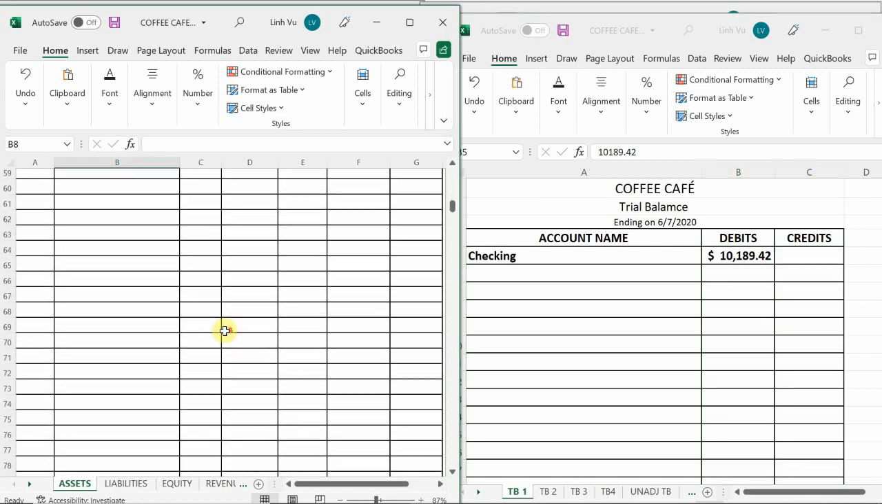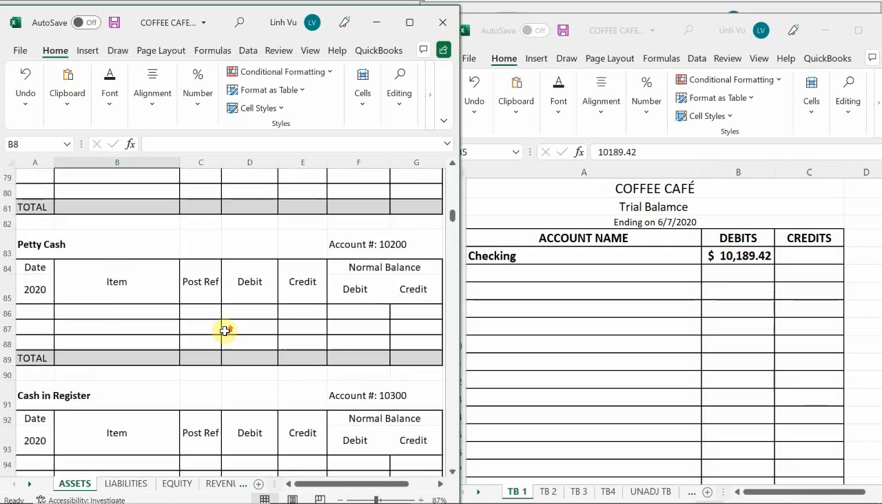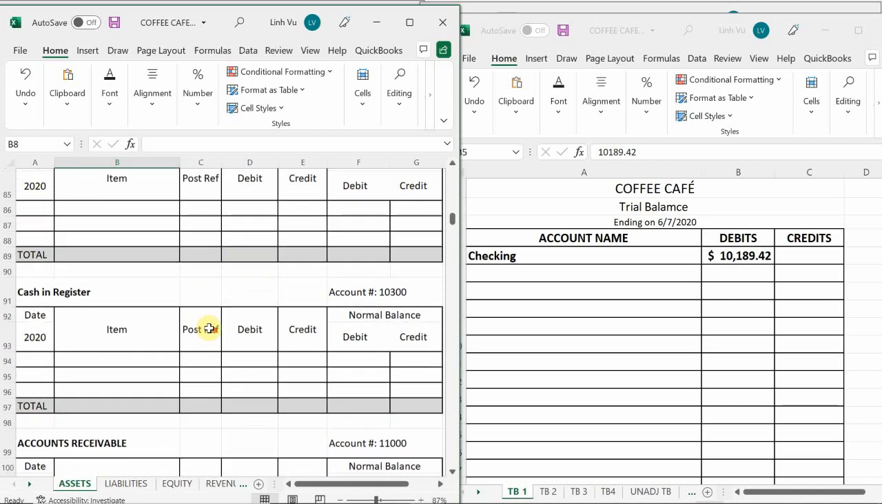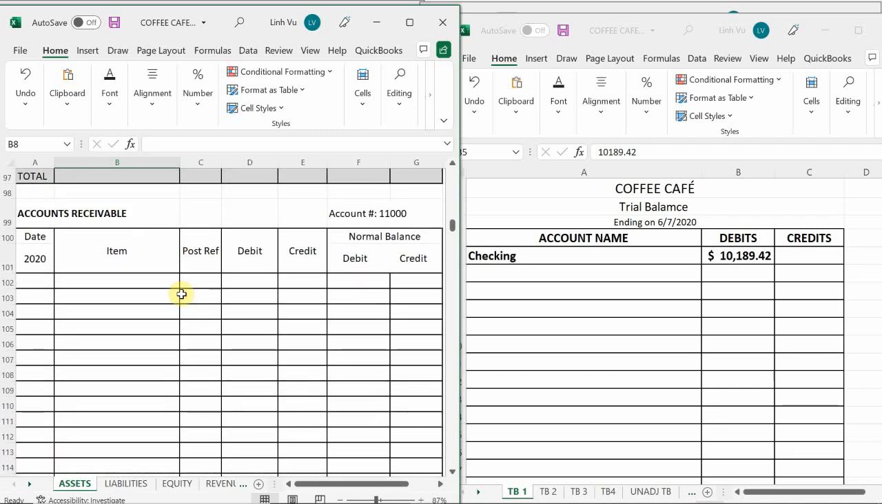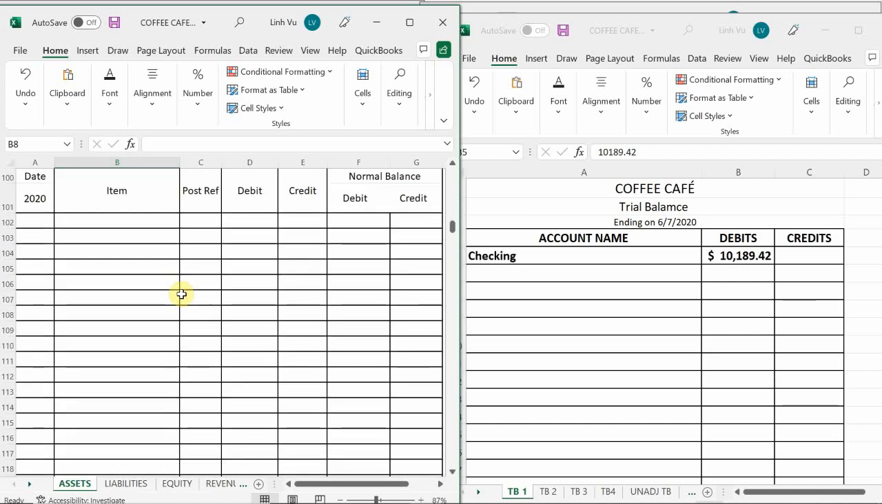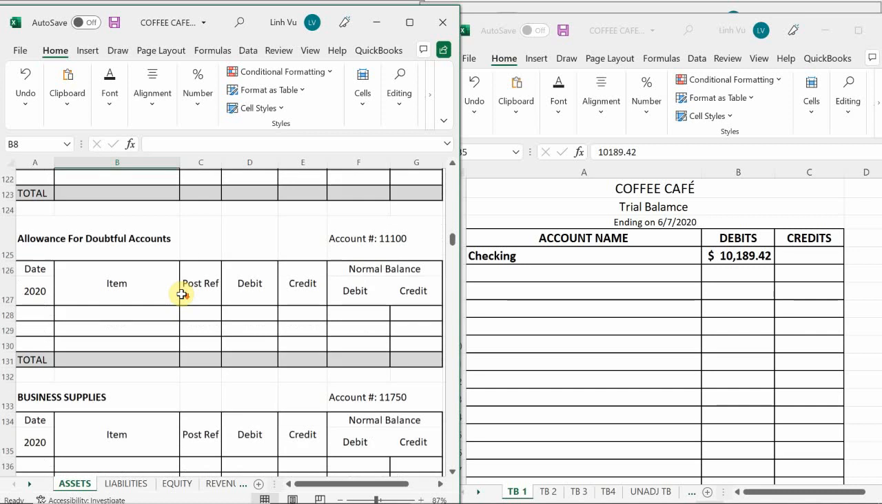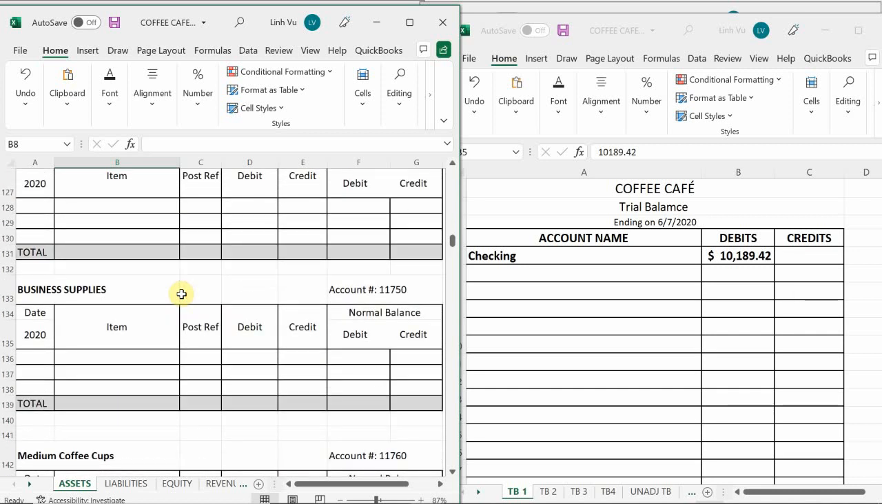Let's see what happened next. Okay, what account is next? We have our petty cash. Did we establish one yet? No. What about cash and register? I bought the register, but did I put money in it yet? No. What about an account receivable? I haven't sold my products yet. I haven't even bought my products yet. So in this case, no account receivable, no allowance for doubtful accounts.